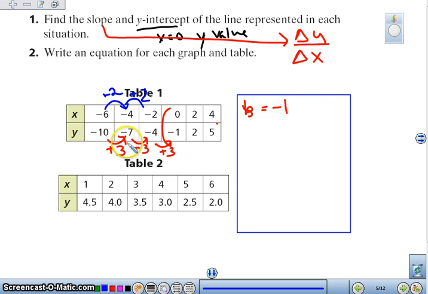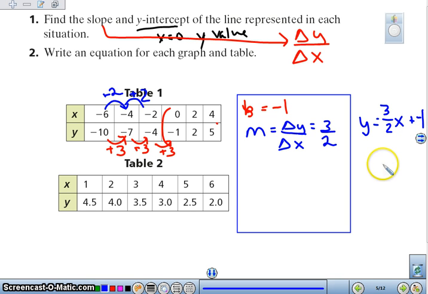So if I'm going to put the change in y, so m equals the change in y, which is 3, divided by the change in x, and my change in x happens to be 2, my equation will be y equals my slope, 3 over 2x plus negative 1 is my equation.